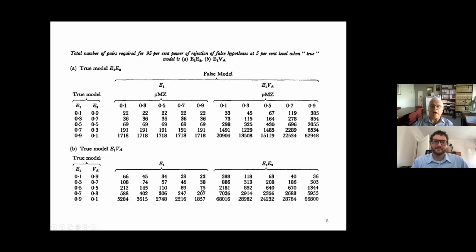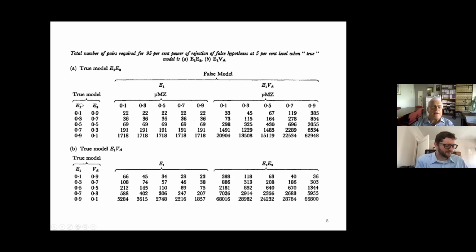So these were the tables we produced in that paper back in 1978, and they take a little bit of absorption. First of all, the notation's changed since then. In those days, we referred to E1 and E2 for what we now call E, unique environment, and C, shared environment. And what we now call A, we used to call VA.